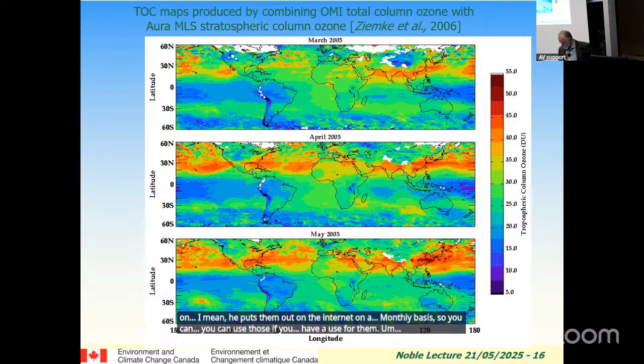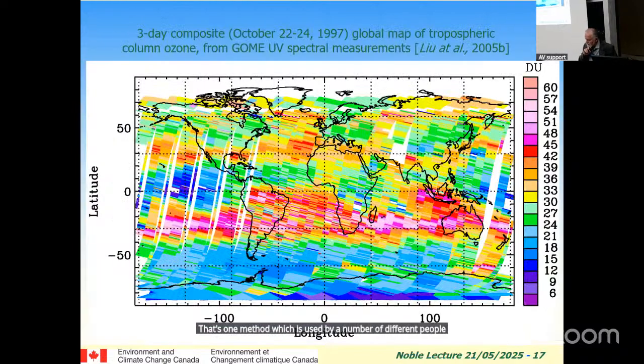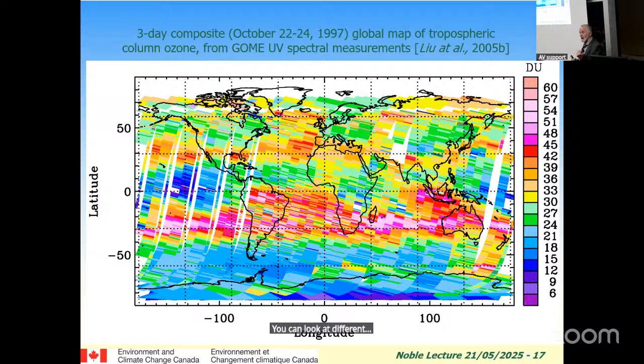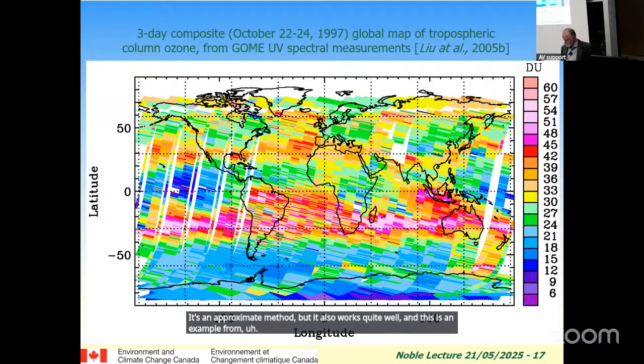And that's one method which is used by a number of different people, a number of different products. It's also possible to use more spectral information, like I mentioned with the Fourier transform interferometers. You can look at different bands that are more sensitive to different regions of the atmosphere, different altitudes, and get height information that way, separate the profile. It's an approximate method, but it also works quite well. And this is an example from GOME.